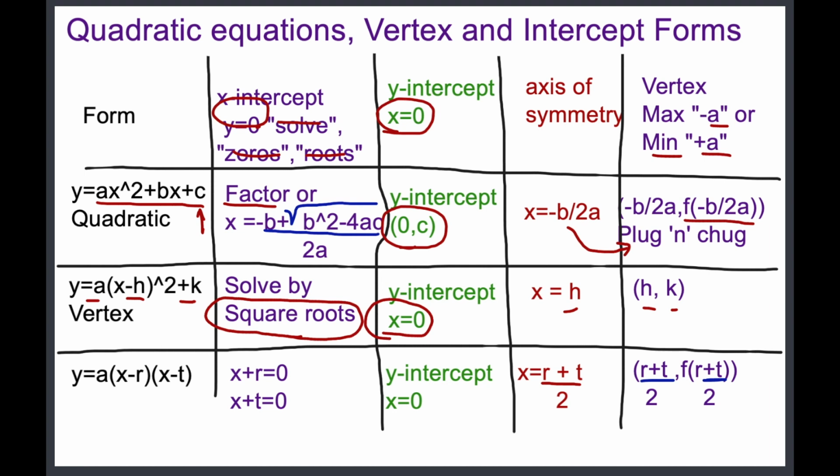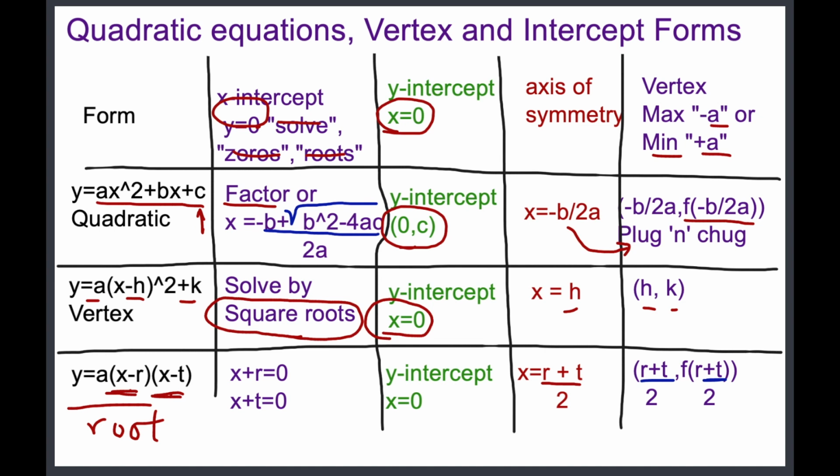The last form is called intercept form. That's the bottom one here, and you'll notice we have an r and a t, and we'll let those stand for root. So these are the perfect case. This is an already factored problem, and all you have to do to find the x-intercepts is set each of them equal to 0. That is, we're letting y equal 0 to stand for the x-axis. So these are the simplest. They're already factored. All I have to do is set them equal to 0, and I get my x-intercepts.